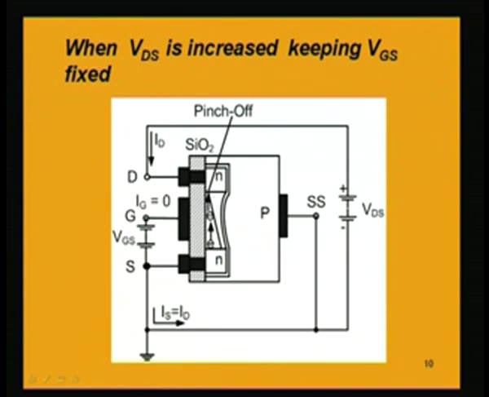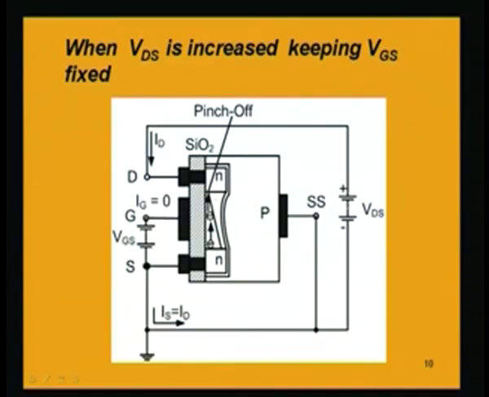Now, if we go on increasing the drain to source voltage, ultimately the channel width will be reducing so much that it will be only boiling down to a point, and that is called pinching off.